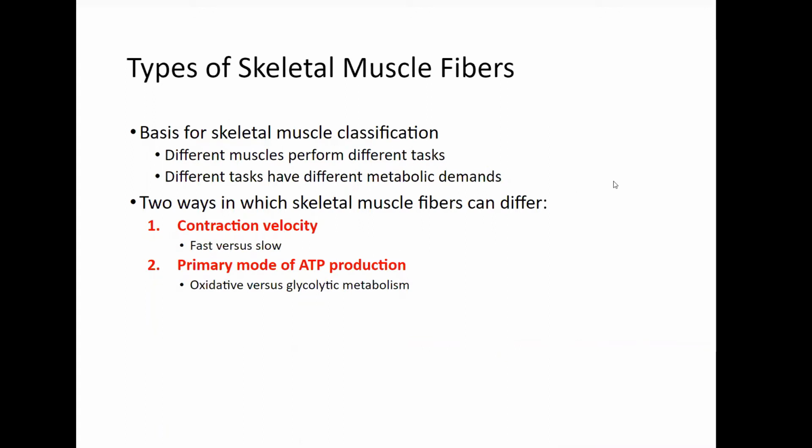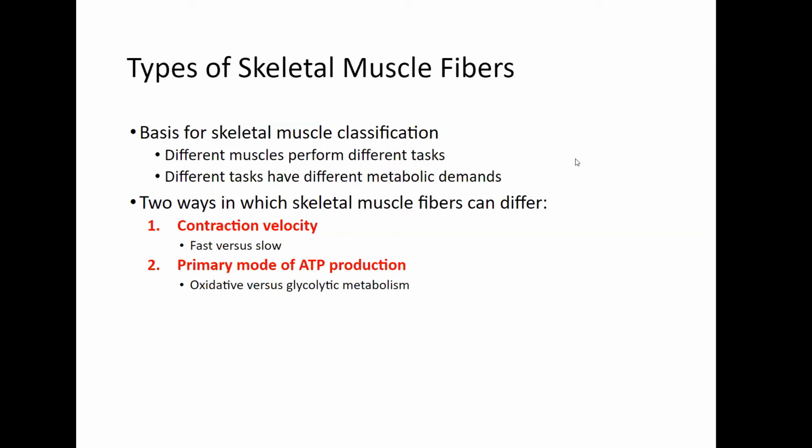As we think about individual skeletal muscle fibers, we're going to classify them in a couple different ways. We'll see that some muscle fibers are specialized for anaerobic glycolysis, and some are specialized for oxidative phosphorylation. So some muscle fibers are specialized for not using oxygen, and some are specialized for using oxygen. So that's one way we're going to classify our muscle fibers.